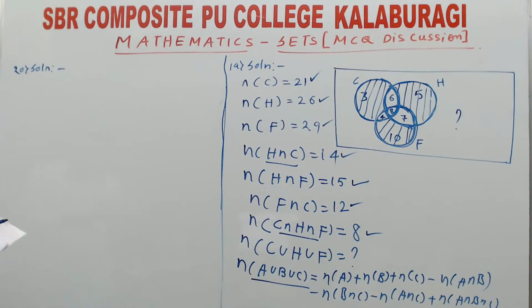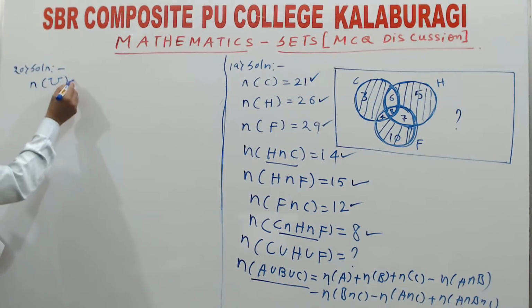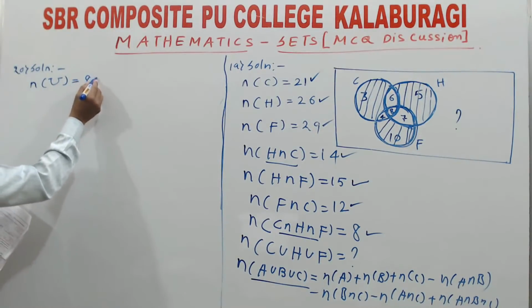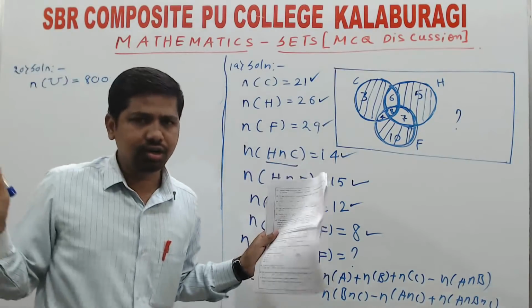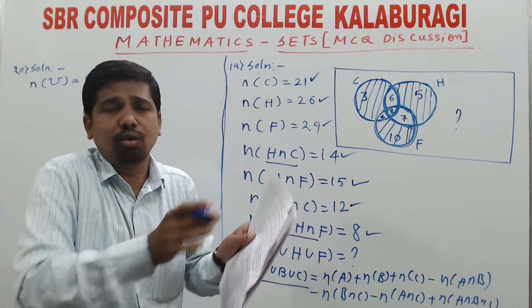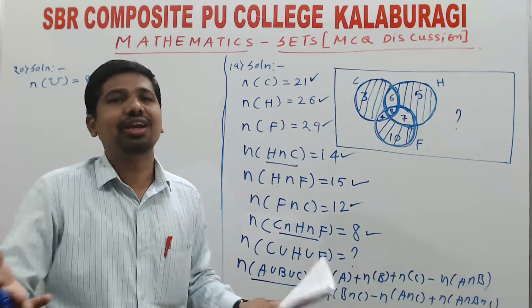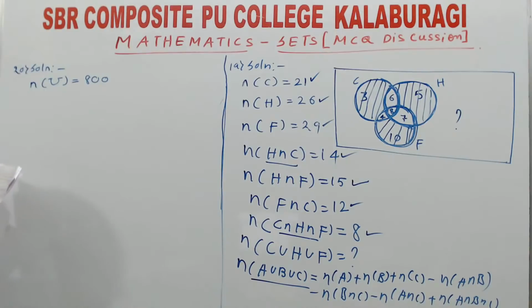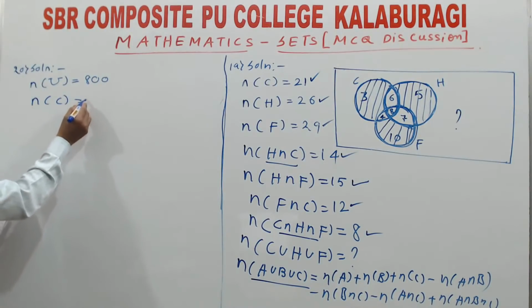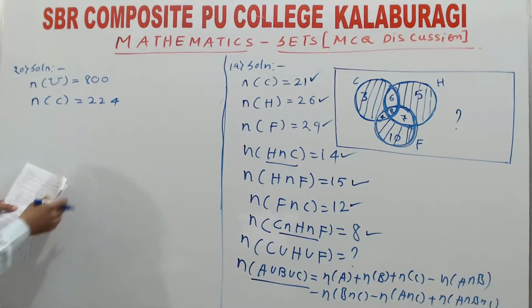Out of 800 boys in a school. So out of 800, totally how many boys are there? 800. So N of U is equal to 800. Totally all have been included. There is no particular group of people. So that indicates your universal set. N of U is equal to 800. 224 played cricket, means N of C is equal to 224.